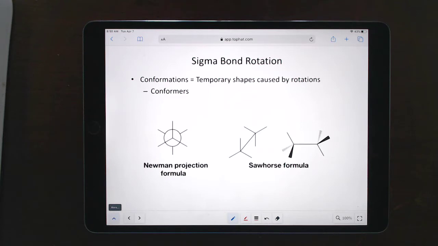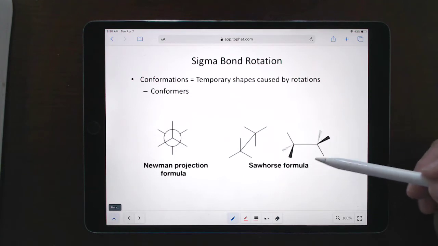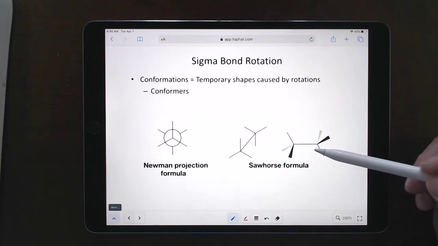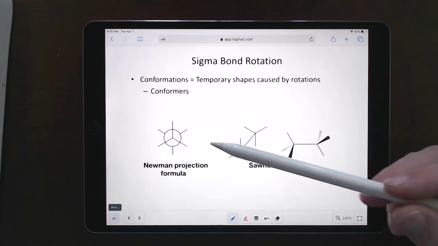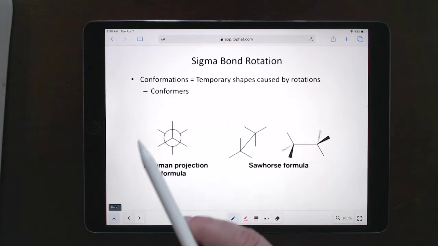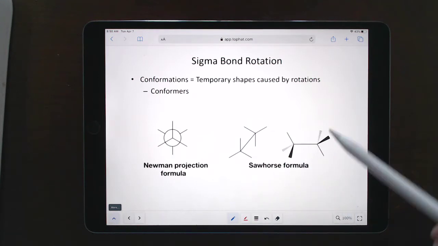So conformations are just the temporary shapes that these molecules can undergo. And don't forget that if you have just a sigma bond here, just a single bond, you can get free rotation around the bond. And so there's a couple of different ways that we can show that. The first one, and the one that we're going to be talking about in this chapter, is Newman projections. But you can also use a sawhorse formula.